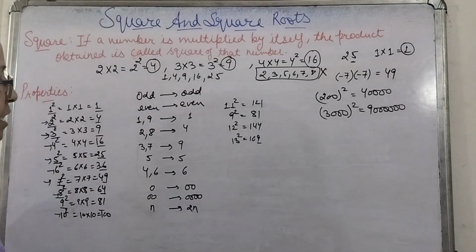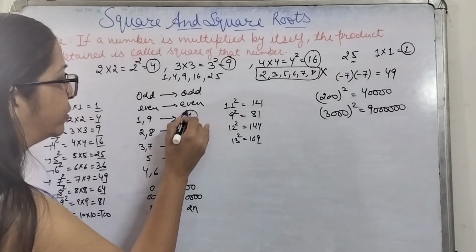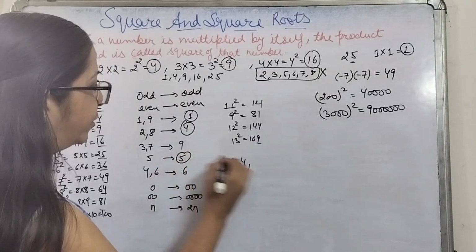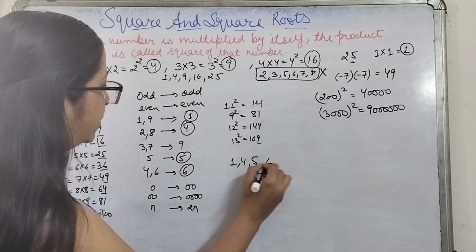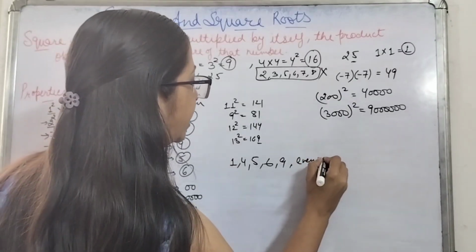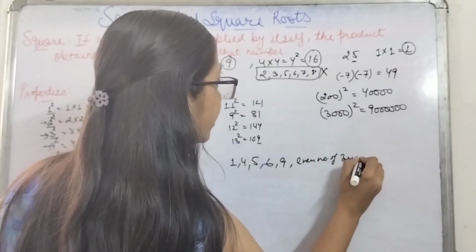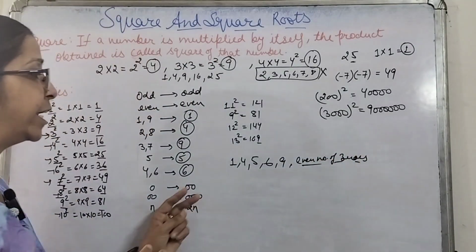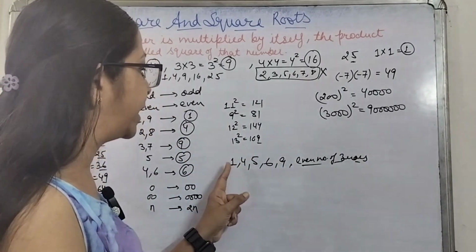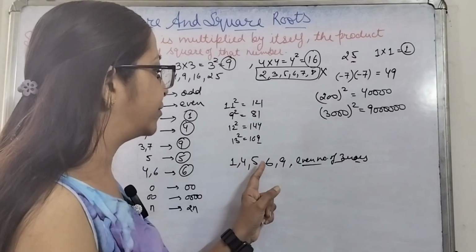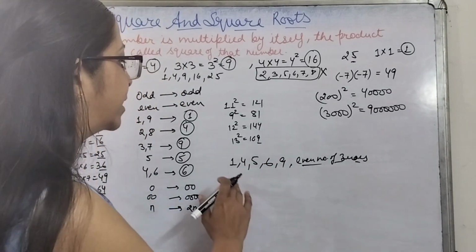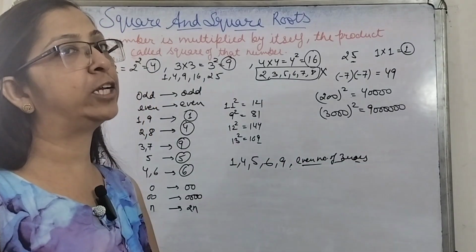Now what else can we see over here? If a number is ending with 1, 4, 5, 6, 9 or an even number of zeros, then it is possible that the given number is the square of some number.